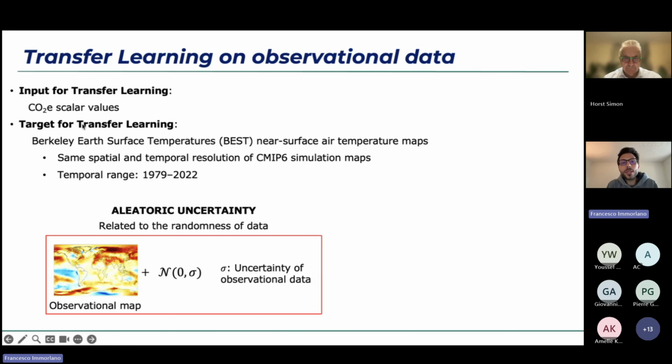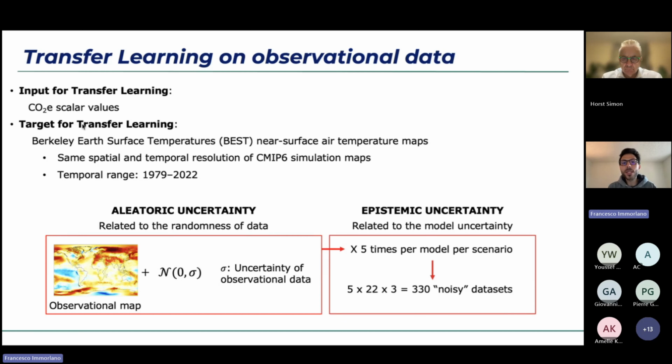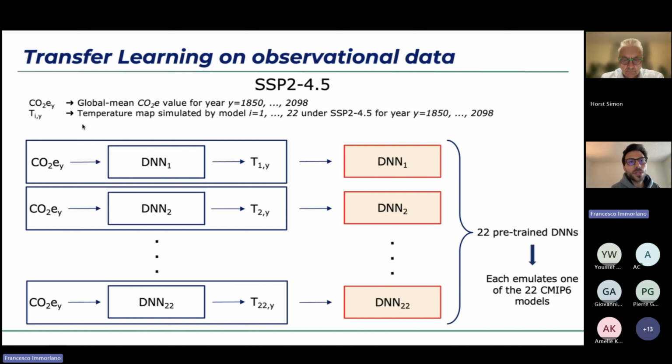To model aleatoric uncertainty, which is the uncertainty related to the randomness of the data, we added a noise sampled from a Gaussian distribution with zero mean and standard deviation equal to the uncertainty of observational data to each map. To model epistemic uncertainty, which is the one related to the model uncertainty and to the lack of data, we repeated this process 5 times per each model and per scenario. So we ended up with 330 noisy versions of the observational dataset, actually. So let's see how the fine-tuning on observations was conducted.